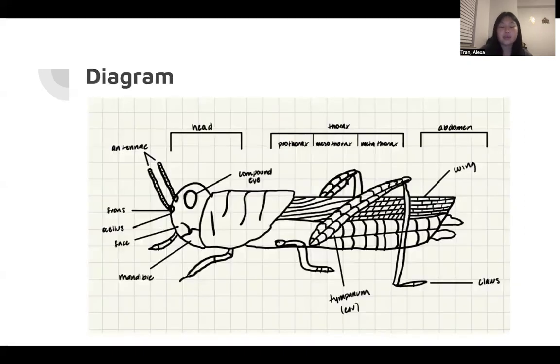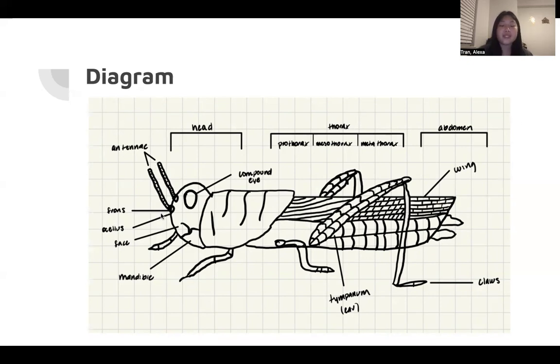Here's a diagram of a grasshopper. Here we can see that it is split into three sections. The first one is a head. The second one is a thorax, which is split into three smaller subsections, the prothorax, the mesothorax, and the metathorax. And then the last part is the abdomen.